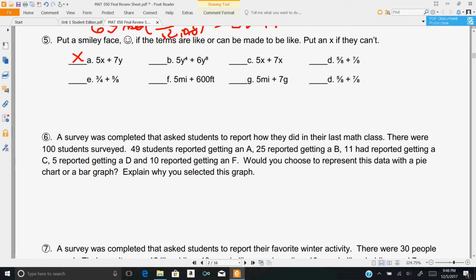Question B, I have y to the 4th and y to the 8th. Those are actually different. I cannot add the y to the 4th and the y to the 8th. I can add y to the 4th and y to the 4th, but I cannot add y to the 8th. Question C, I have 5x plus 7x. Those are like terms. We can say that's 12x. So I'm going to put a smiley face there. My pen doesn't draw dots very well.